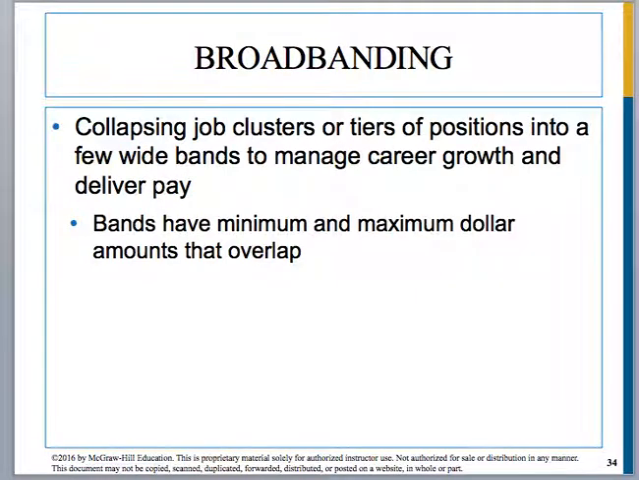So broadbanding is where we collapse our job clusters or the tiers of positions that we have into a few wide range bands to manage career growth and deliver pay. And these bands have minimum and maximum dollar amounts that will overlap each other. And so they're broadband. That makes sense. So you have just a few, and they're wide, and then they just kind of overlap. And so that's how you're able to perform that function. Chapter 13 goes into greater detail about this as well.